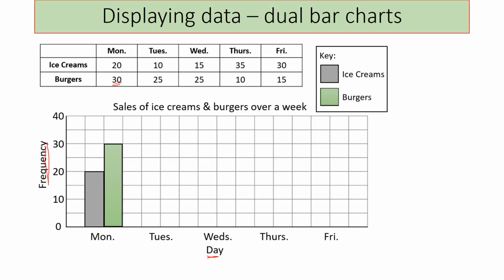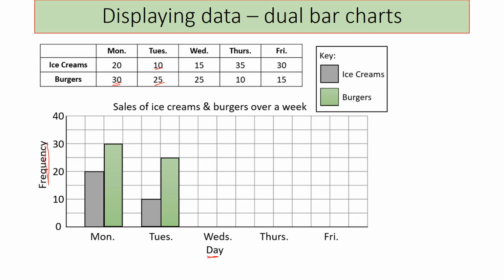Now the next bar is going to be for Tuesday and for ice cream. You can see in the table that's 10, so the bar needs to go up to 10. Then for burgers it's 25, so now I need to use the green color, and it needs to go up to 25. Then again, remember to have gaps between the different days.